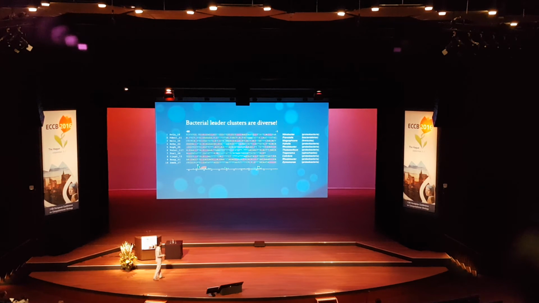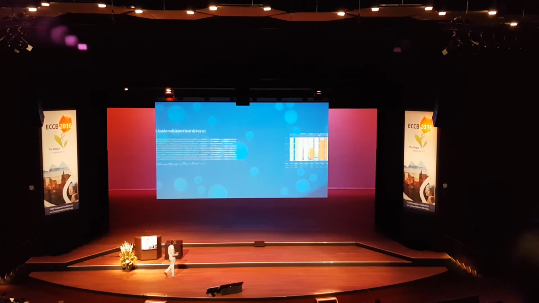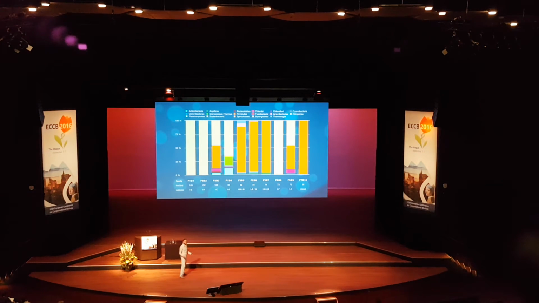This is one cluster of a leader which is found in a lot of different bacteria. In fact, if you look at the top 10 biggest bacterial leader families, we see that most of them are shared across several different phyla. These are the different bacterial phyla here.